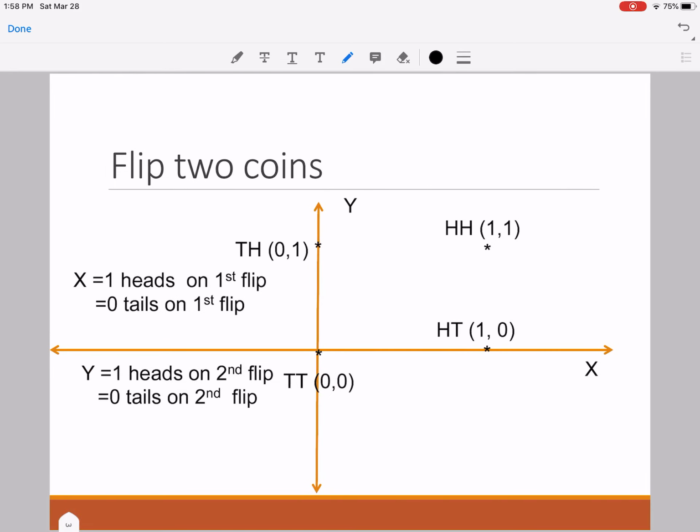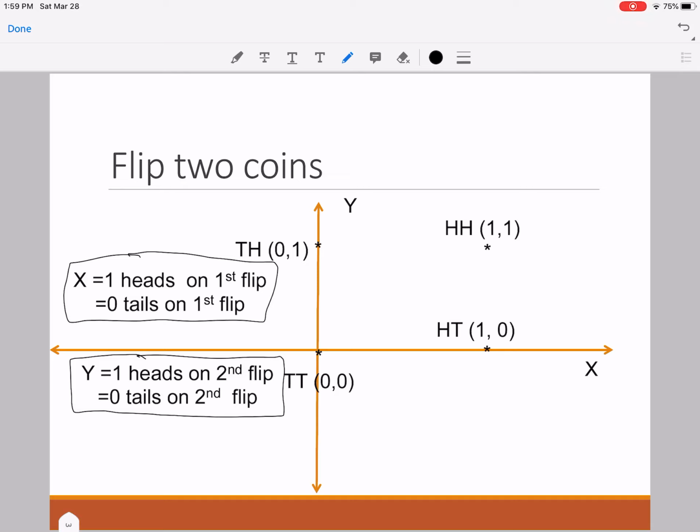Let's consider the example of flipping a coin twice. So let's say that for some reason, I define a random variable x, which is equal to 1 when heads is there on the first flip, and it is equal to 0 if I get tails on the first flip. Let's also define this random variable y, which is equal to 1 when heads is there on the second flip, and it is equal to 0 if I get tails on the second flip.